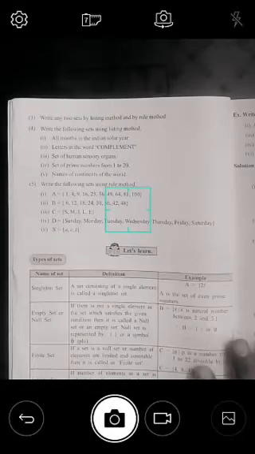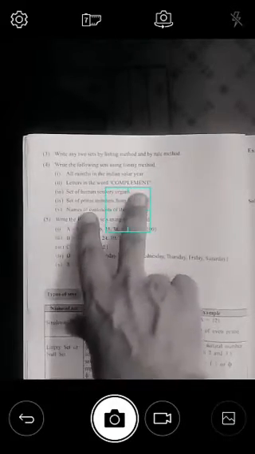Coming to question number 4, the second one, letters in the word complement. So we will write it as A is equal to C, O, M, P, L, E, N, T, because the letter M is repeated and the letter E is also repeated. So it is written only once.